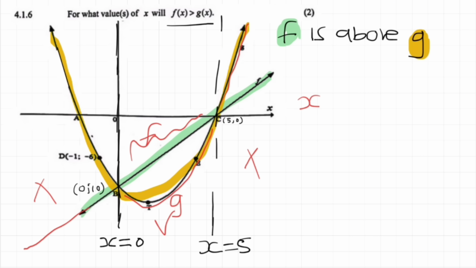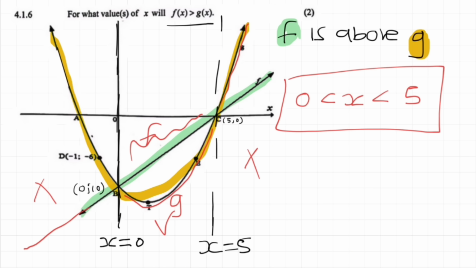So we're going to put X here, and it is found between 0 and 5. So we're going to start with the smaller number and then end with the last one. So this is our answer. Perfect. Let's move on to the next question.